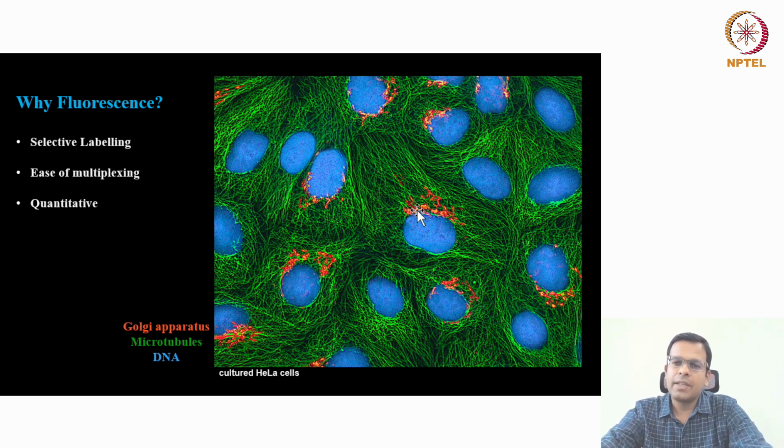So from this image, you can say that here there are more Golgi apparatus compared to this cell, whereas this cell shows fewer Golgi apparatus. So this information is also called quantitative. You can also quantitatively measure the fluorescence intensity of different proteins and the nuclei, to get some idea about quantitative biology. Okay, so these are the advantages offered by fluorescence, and that's why fluorescence microscopy is preferred over bright field microscopy in life science research.